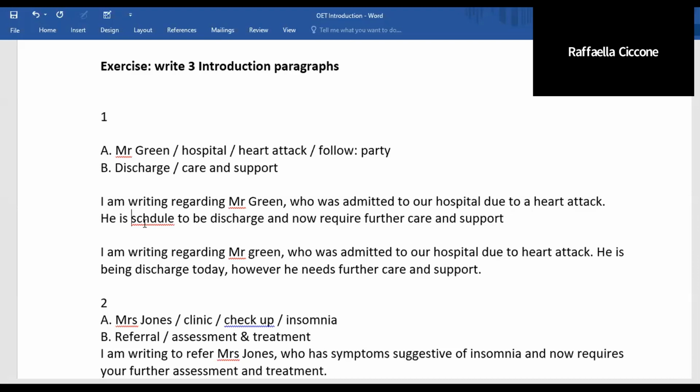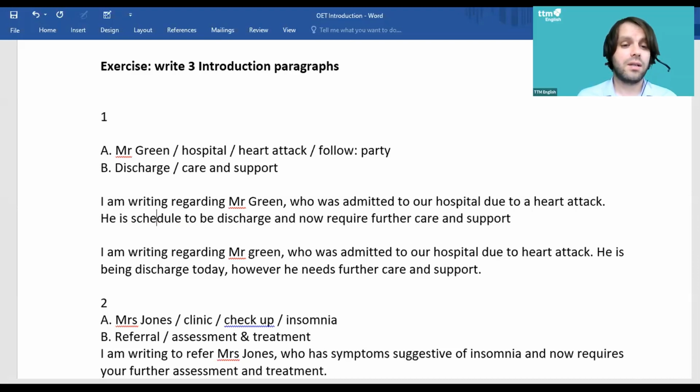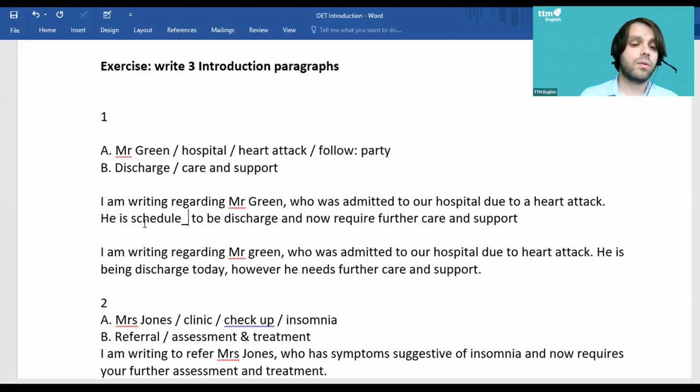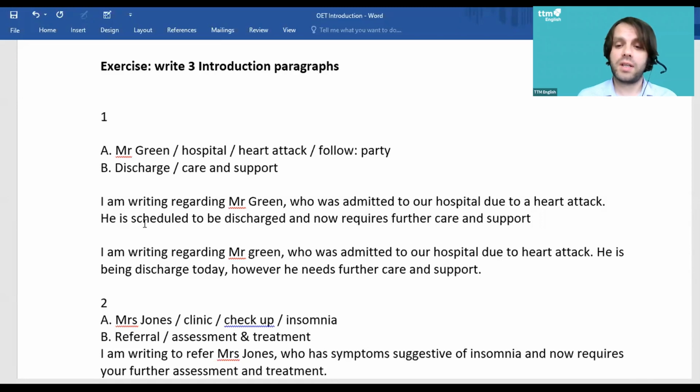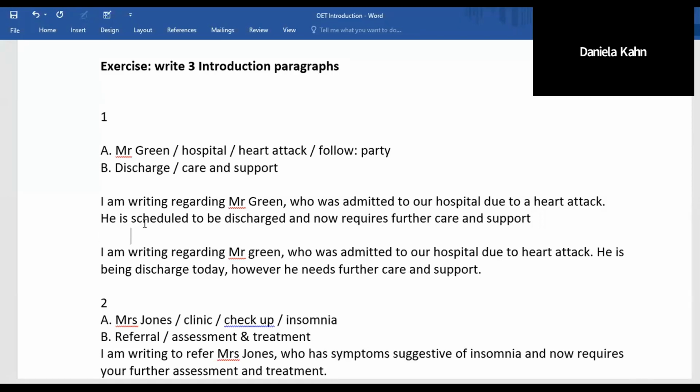He is. What do we need here, guys? Scheduled. To be discharged. Discharged. And now. Requires. Where's your? Could be your, but it's not necessary.